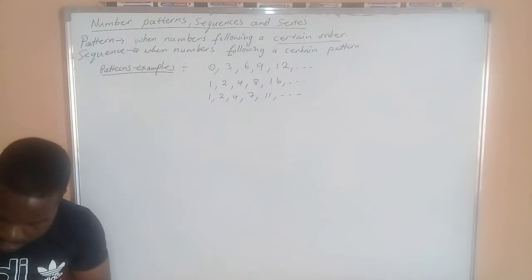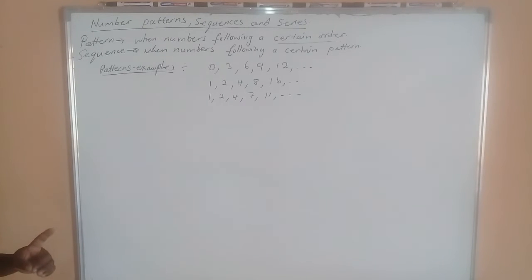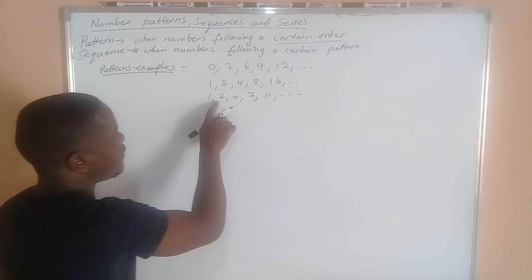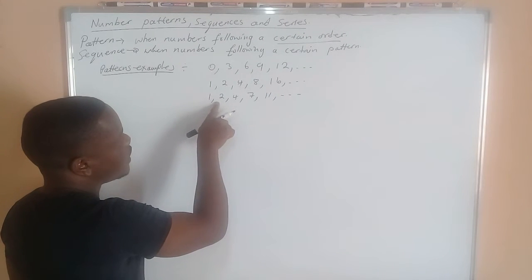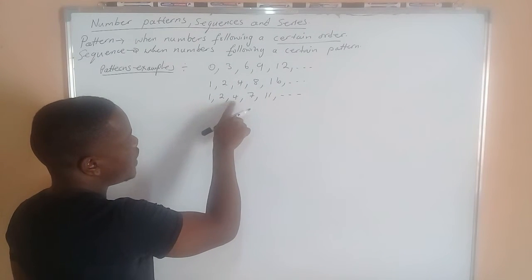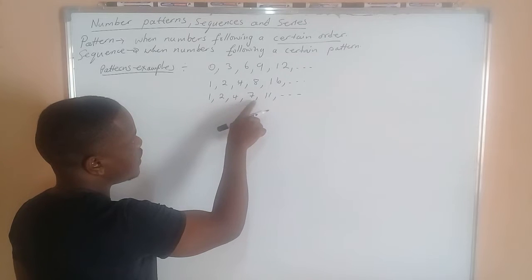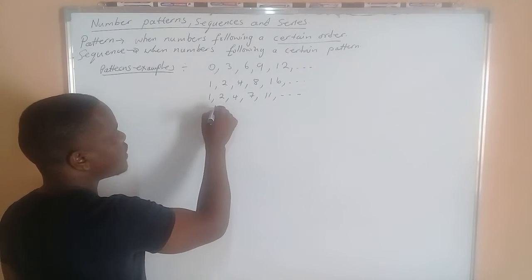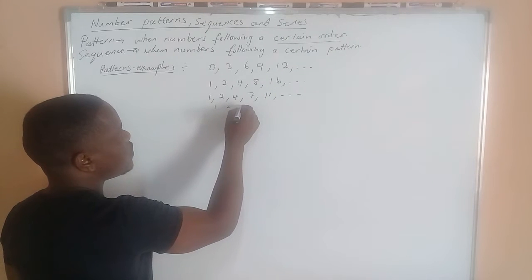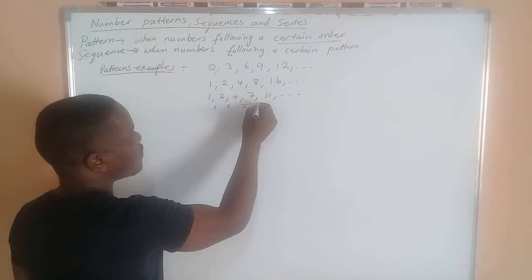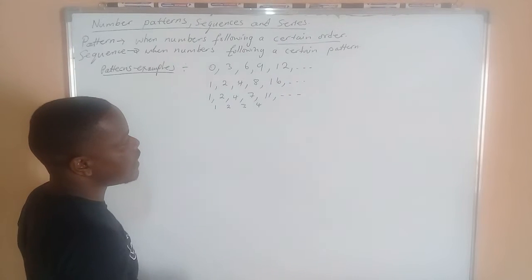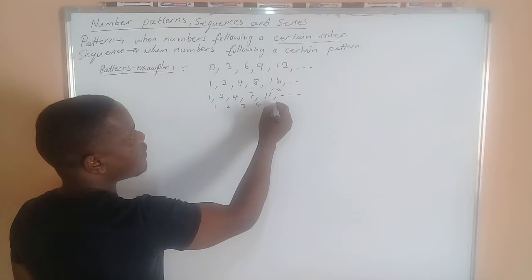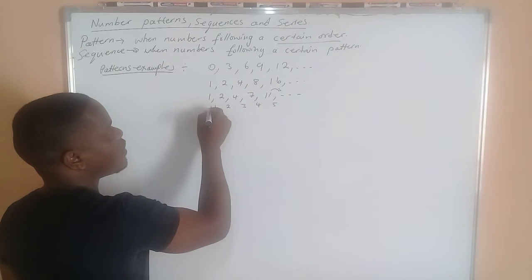So these numbers are following a certain order again, right? Here I have a difference of 1, here I have a difference of 2, here I have a difference of 3, here I have a difference of 4. So if you can see, here the difference is 1, here the difference is 2, here the difference is 3, here the difference is 4. So for me to get another number after this, I have to add 5.